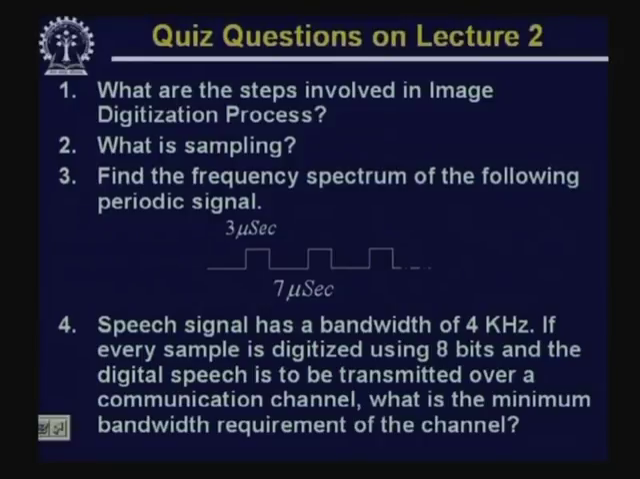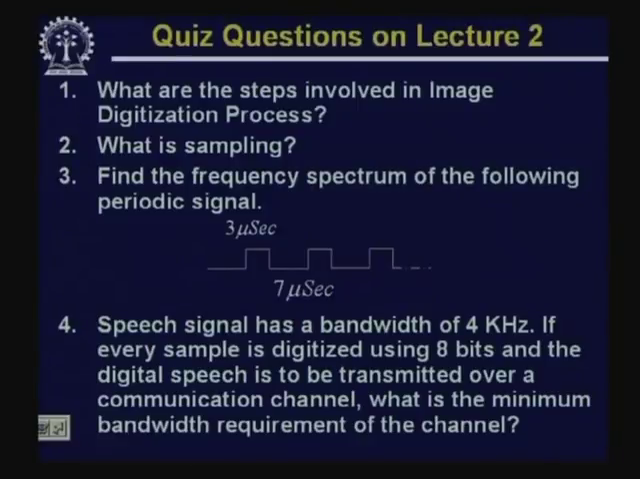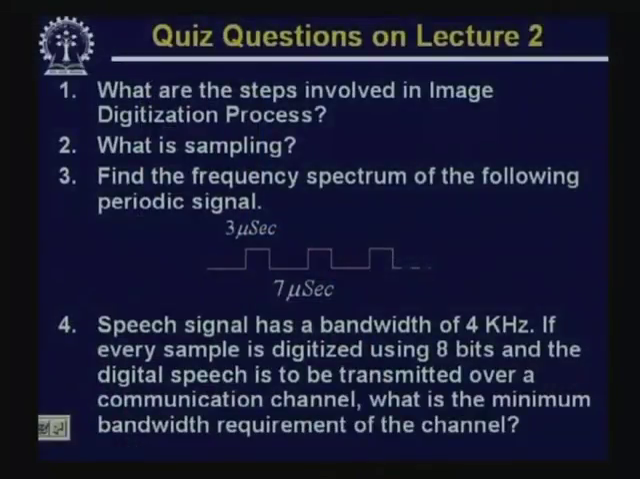Now, let us have some quiz questions on today's lecture. The first question: what are the steps involved in the image digitization process? I repeat, what are the steps involved in the image digitization process? The second question: what is sampling?